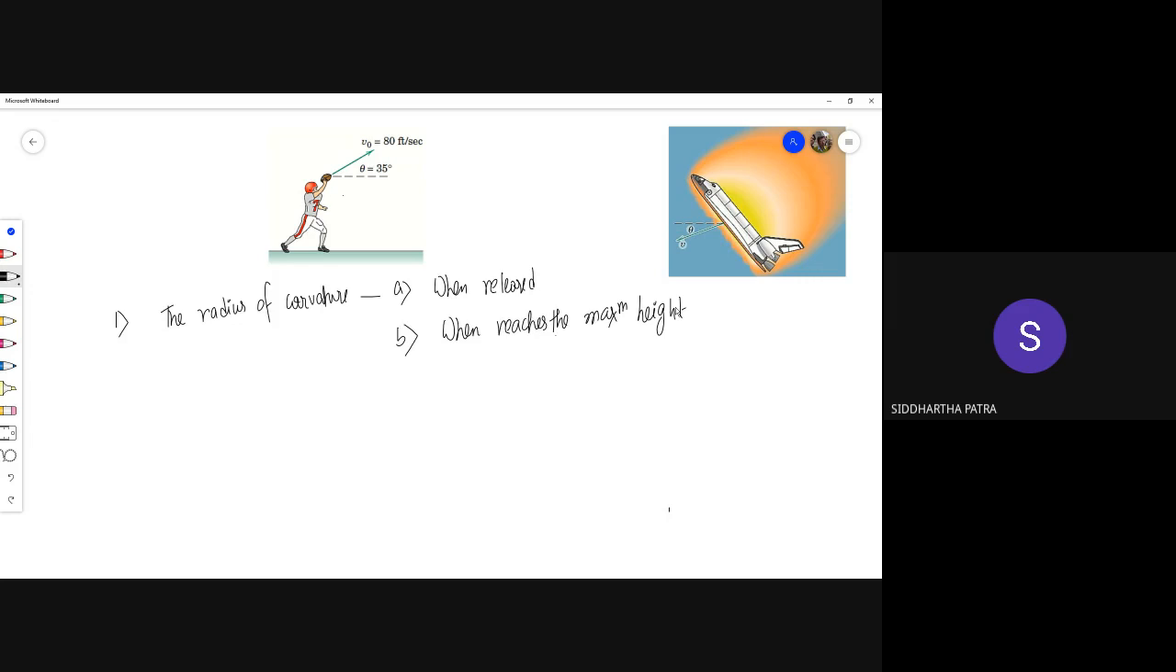Okay. Now, what do you think your approach should be? There is another question, but before going into that, I just want to know, if I ask you, let's say when released, to determine what should be the radius of curvature, how would you determine that?